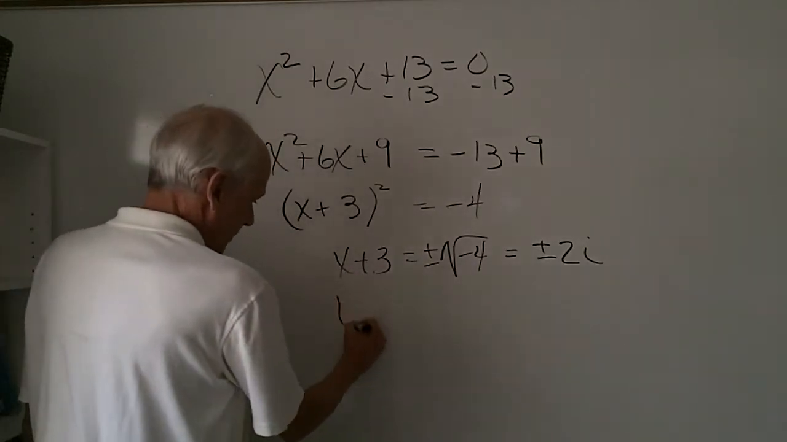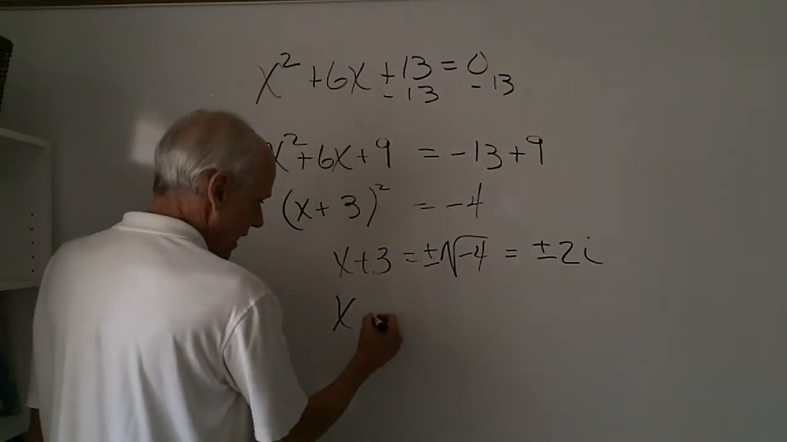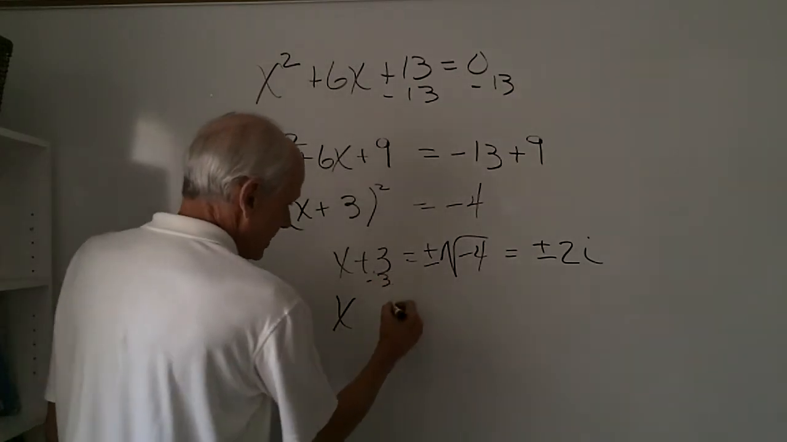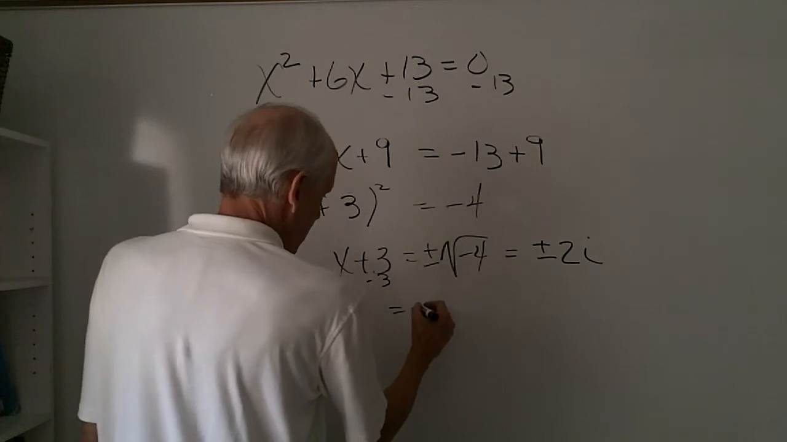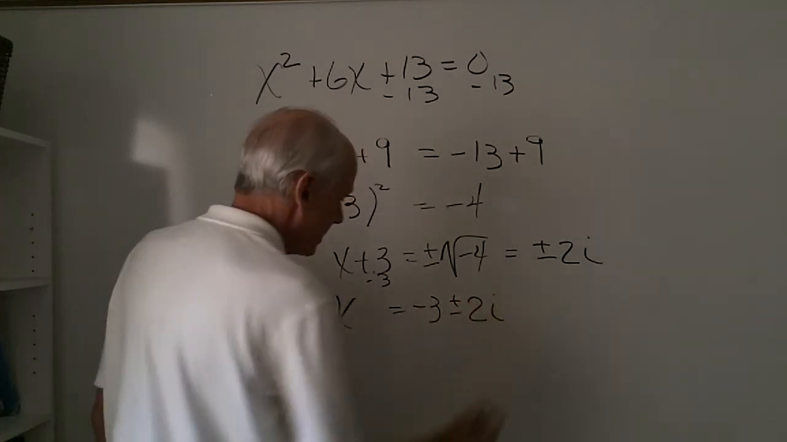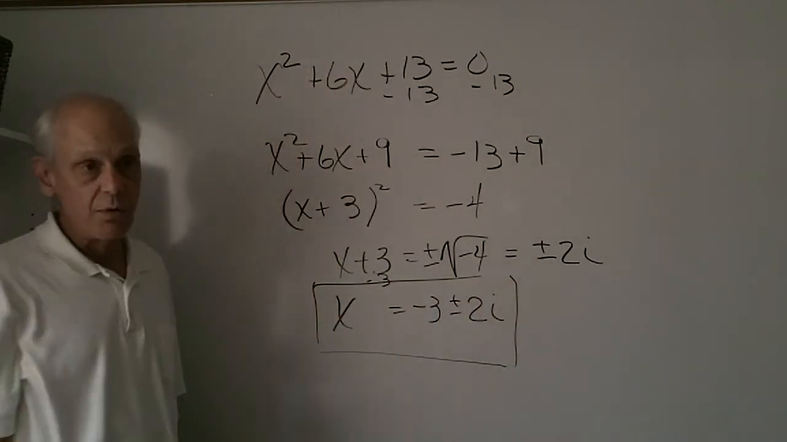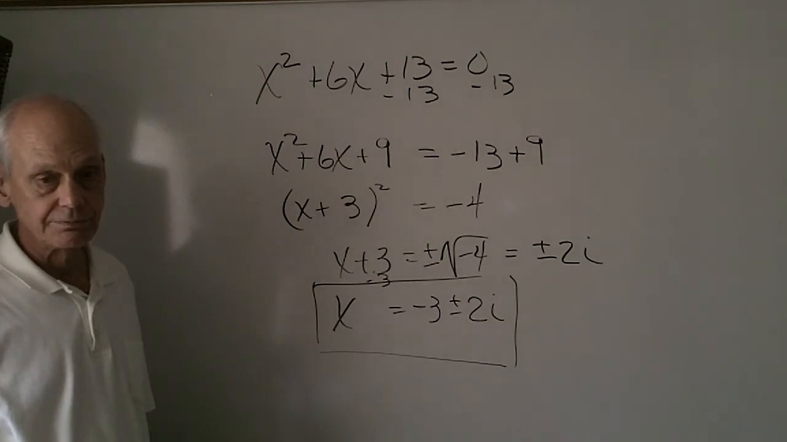So, in order to solve it finally, we're going to have to subtract 3 from both sides. So we're going to have x is equal to negative 3 plus or minus 2i. And this is the result of completing the square for that quadratic equation.